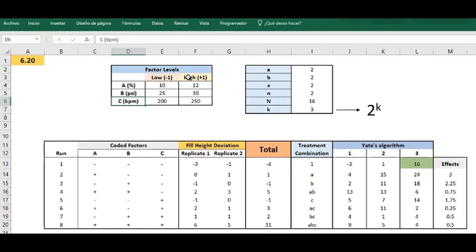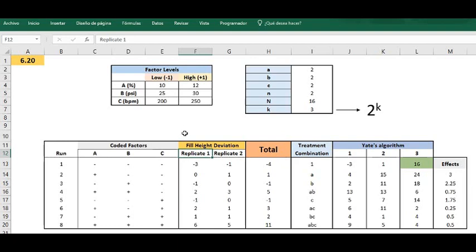It is important for me to mention that all of this information I obtained from problem 6.20 from the textbook of Douglas Montgomery, Design and Analysis of Experiments, where the data given were the fill height deviation with two replicates. So it is important that we understand the background of this experiment.